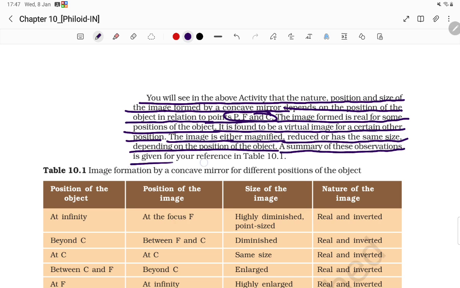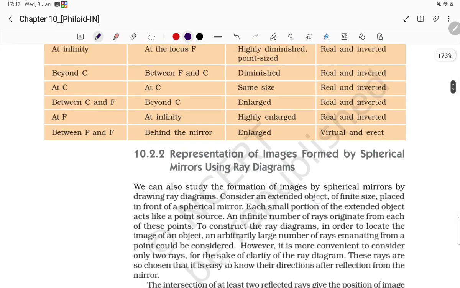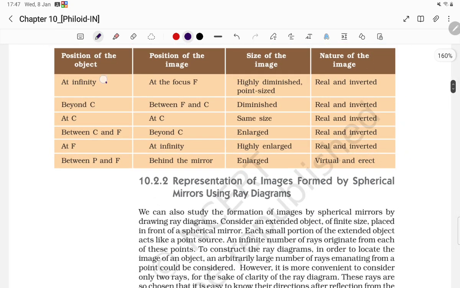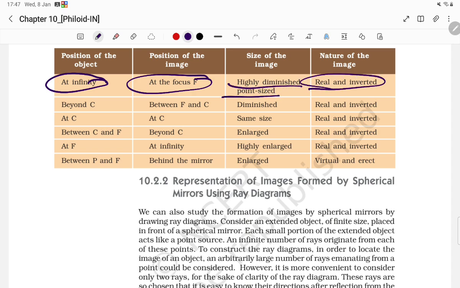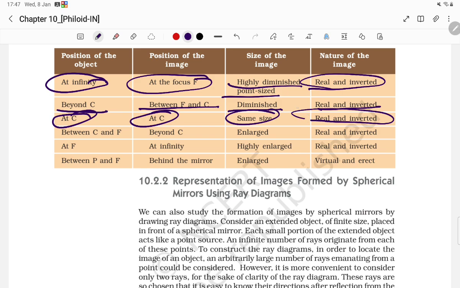A summary of these observations is given as follows. If the object position is at infinity, the image is at the focus, highly diminished, point-sized, real and inverted. Beyond C, the image is between F and C, diminished, real, inverted. At C, the image is the same size, real, inverted.